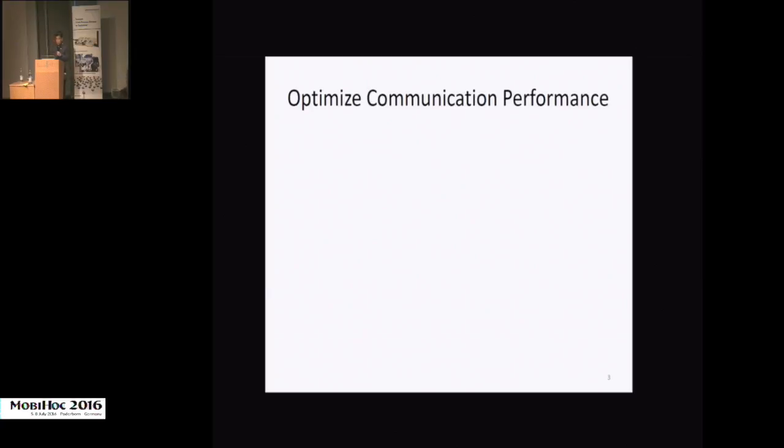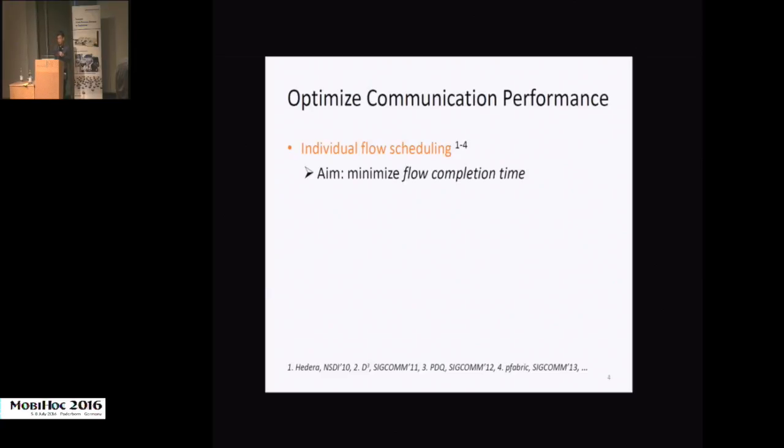optimize the communications performance. We observe there are a bunch of significant works on optimizing communications performance, and among them, individual flow scheduling is likely to be one of the most significant ones. With individual flow scheduling, we want to minimize the flow completion time. But could we really benefit from it?